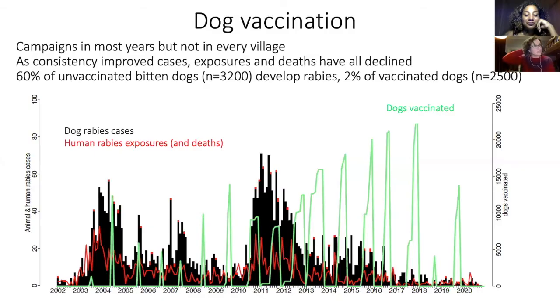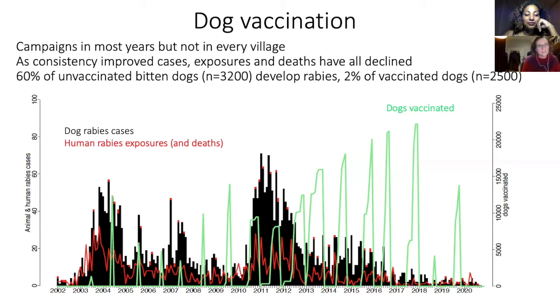And using contact tracing data, we're able to say a bit about what the effects of dog vaccinations in Serengeti district have been. So this plot is basically the dog rabies cases over time in Serengeti, together with human rabies exposures and deaths, the red blocks, and dogs vaccinated.